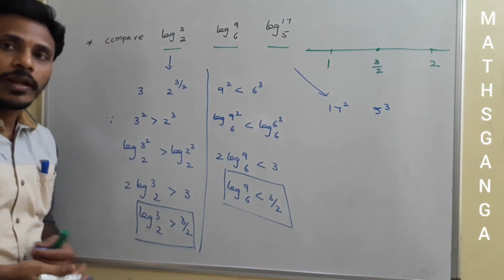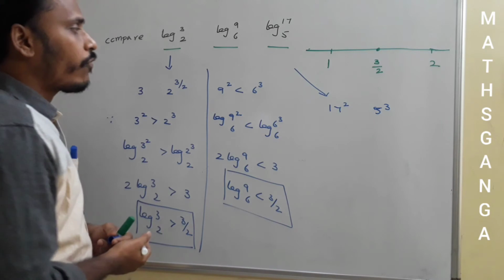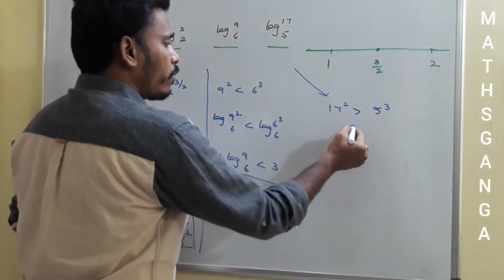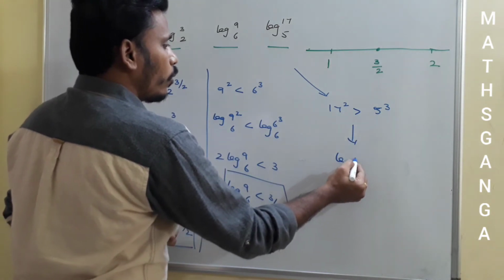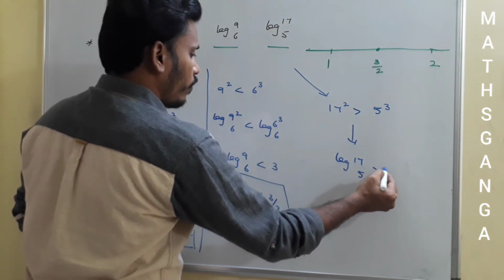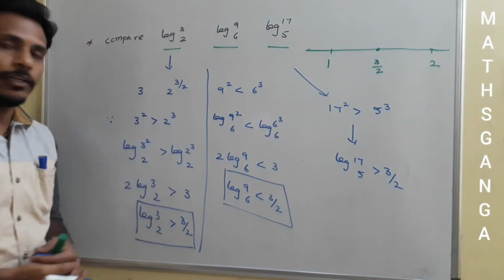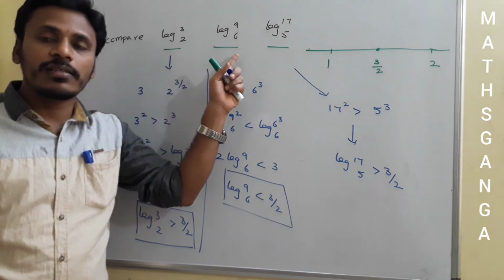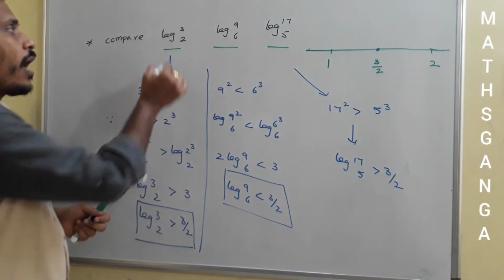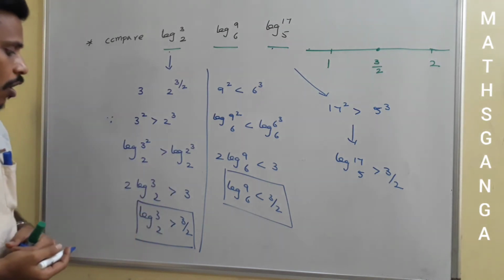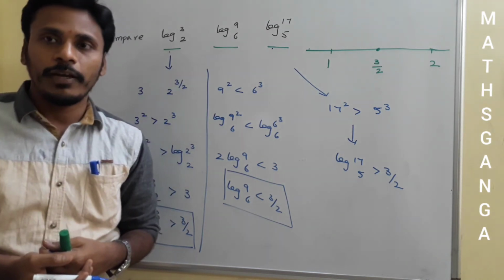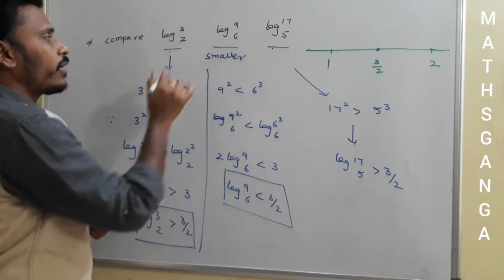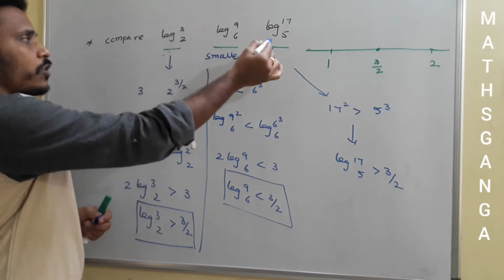Okay. 17 square is how much? 289, and 5 cube is 125. So this 289 is greater than 5 cube. So if you simplify in the same manner, you will get that logarithm of 17 base 5 is again greater than 3 by 2. And among these three values, this middle one, log 9 base 6, is the smaller, which is less than 3 by 2, and these two values, log 3 base 2 and log 17 base 5, are greater than 3 by 2. So among these, this is the smaller. Just leave that and then concentrate on the first one and the last one in the next step.